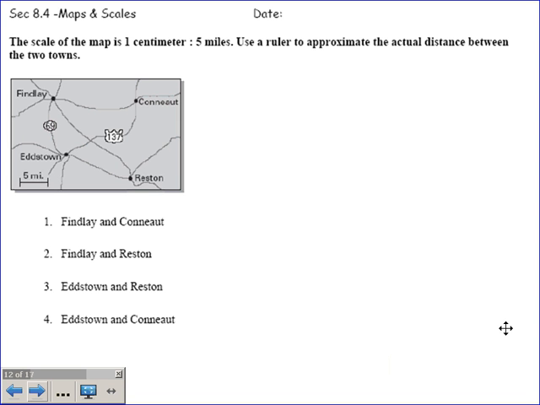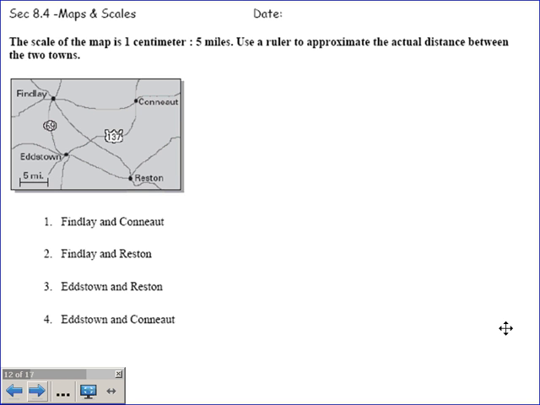Okay, today we're looking at maps and scales, so we're going to be looking at the scale. Hopefully you've gotten down those first 4 measurements. It does say, again, the scale of the map is 1 centimeter to 5 miles. That means 1 centimeter on the map in front of you represents 5 miles. Generally speaking, this will be shown with some sort of key or legend on the map.